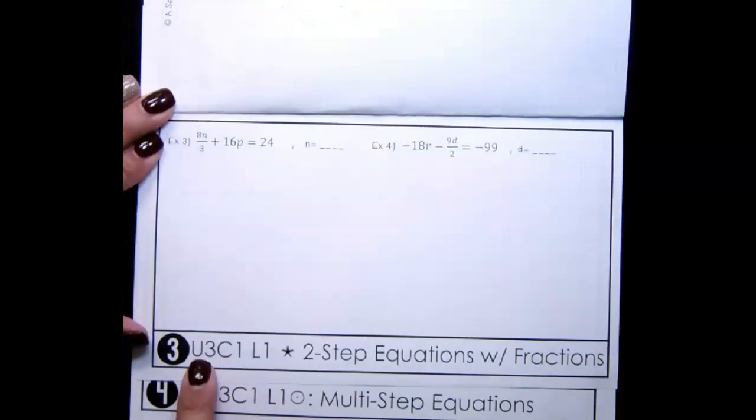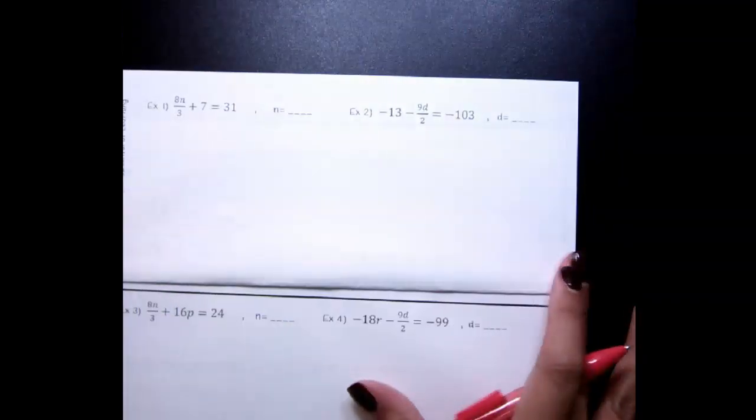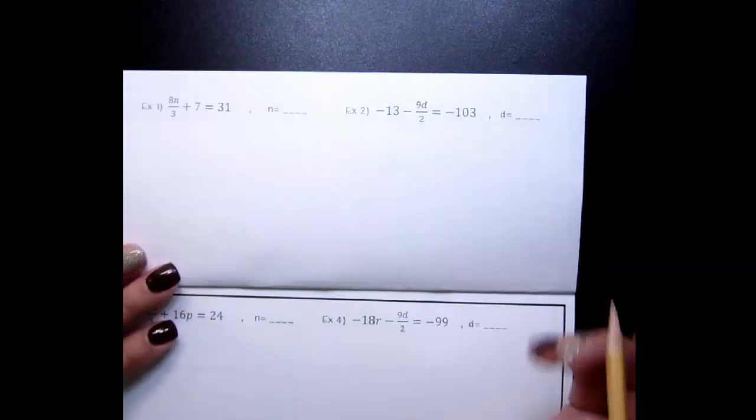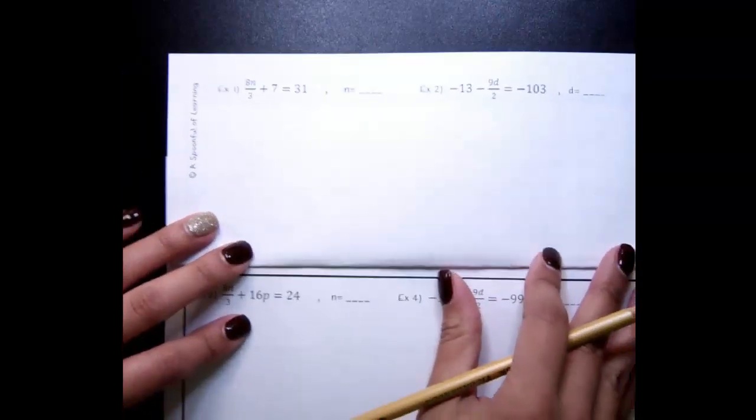So now we're moving on to section 3. We're going to be looking at two-step equations with fractions. So again, I'll do a couple and you do a couple. This time I'll do 1 and 3 as well. So starting with number 1.